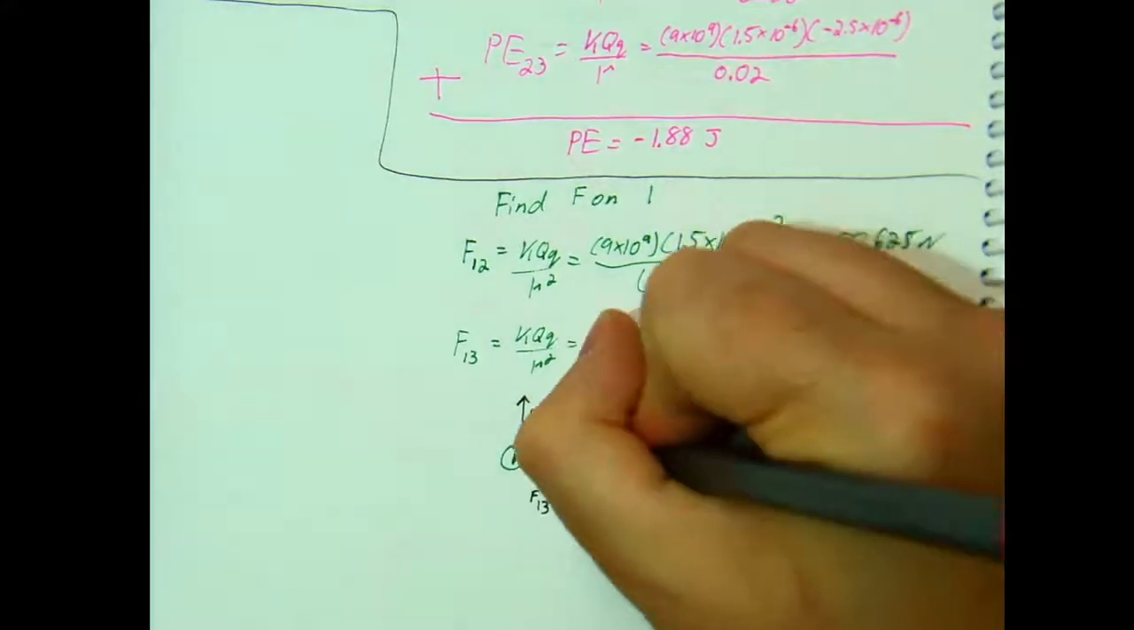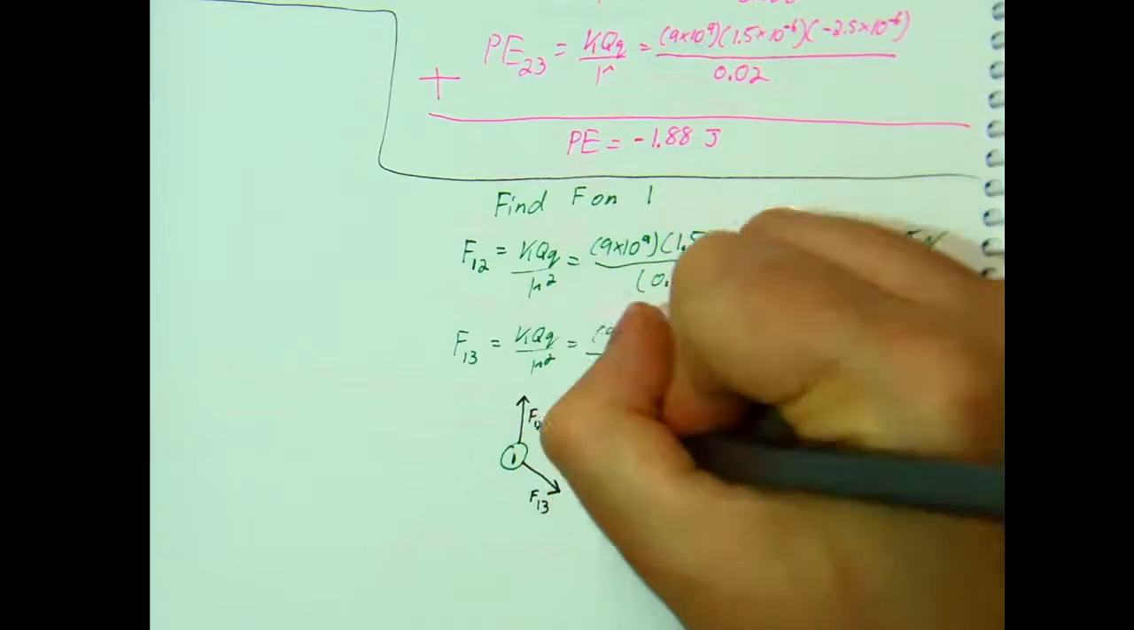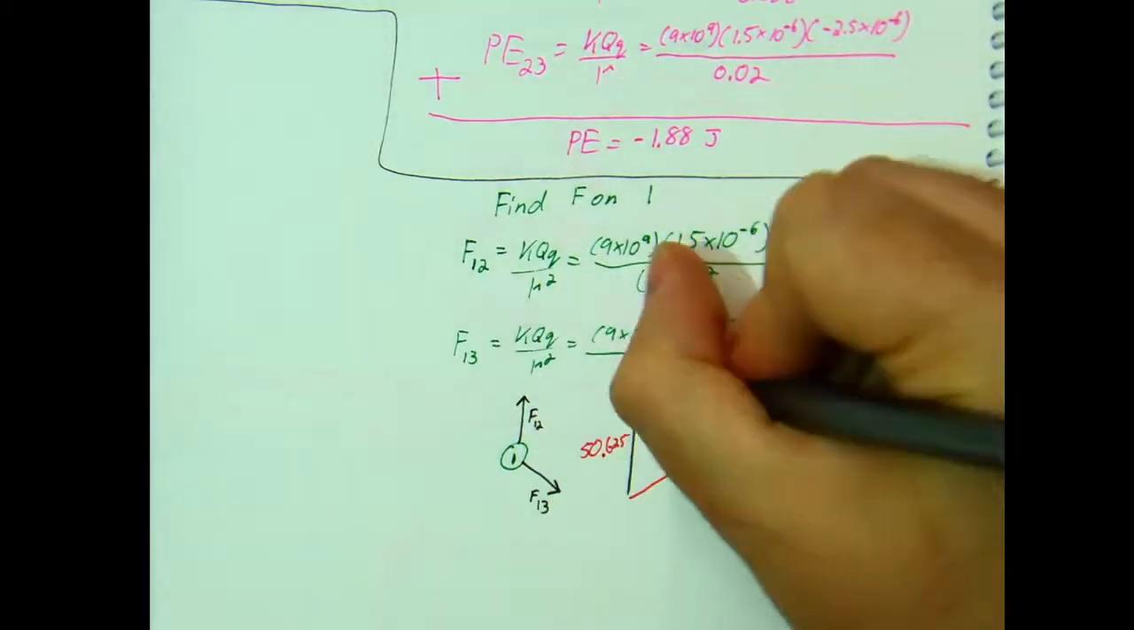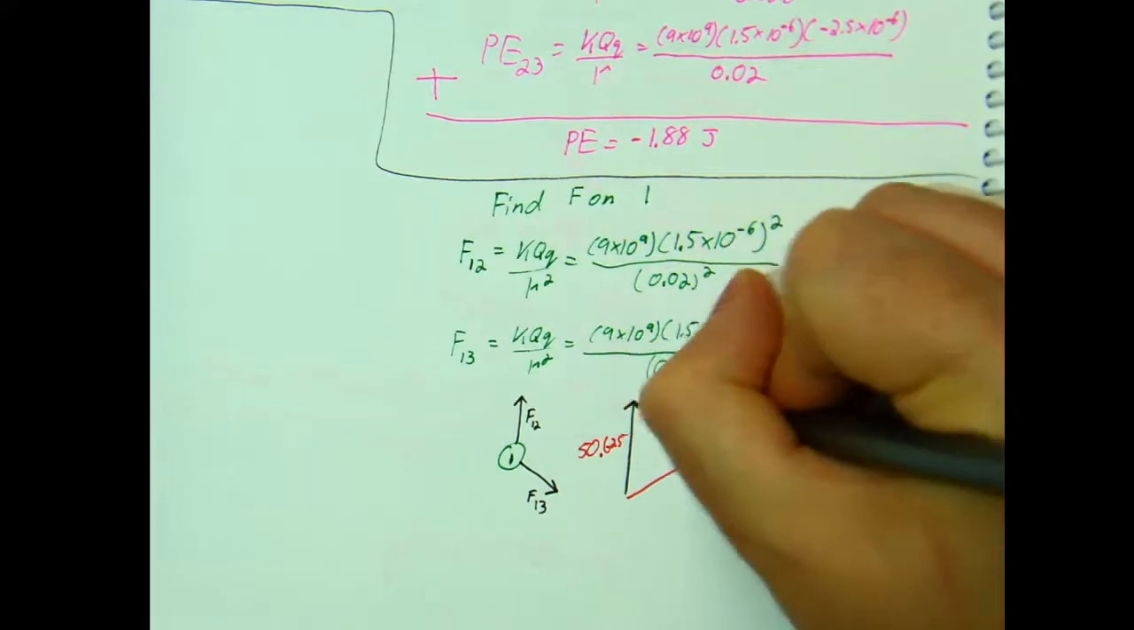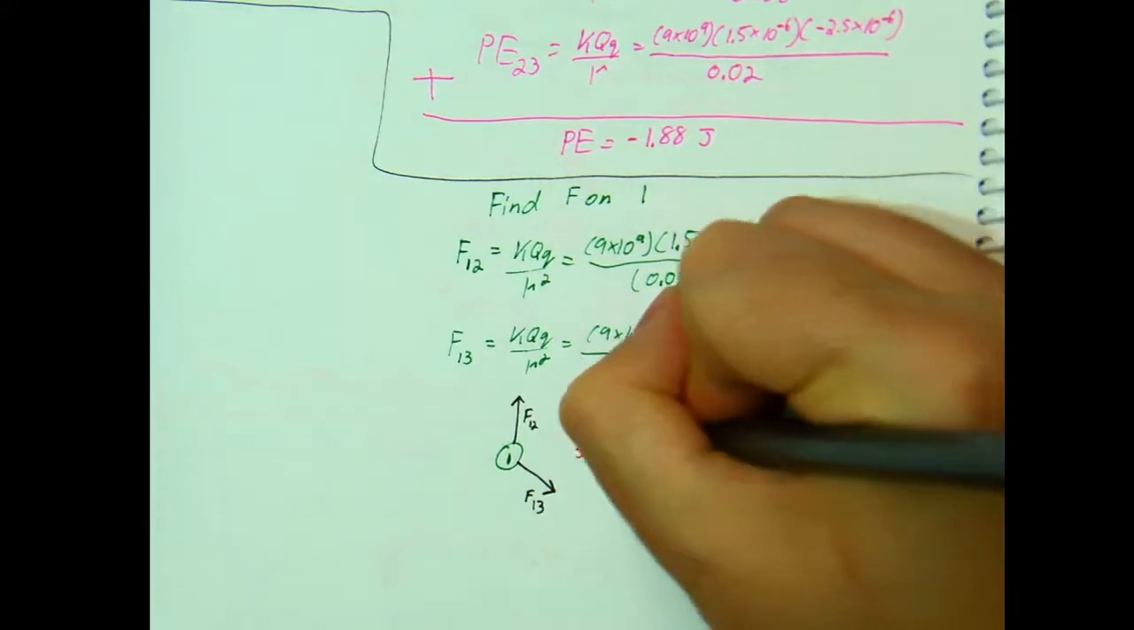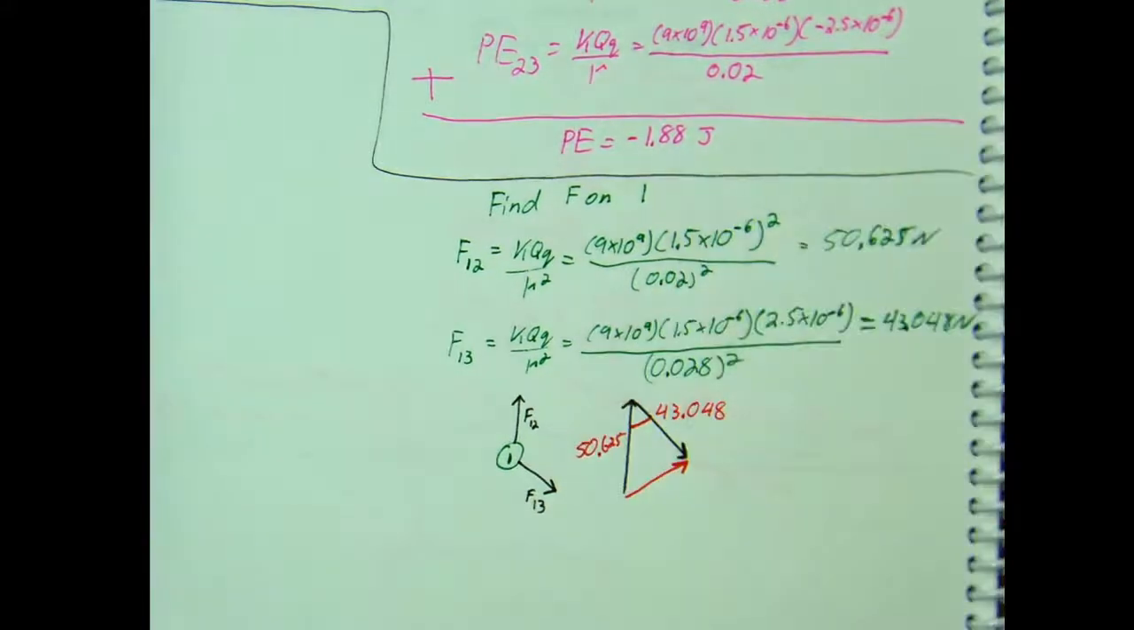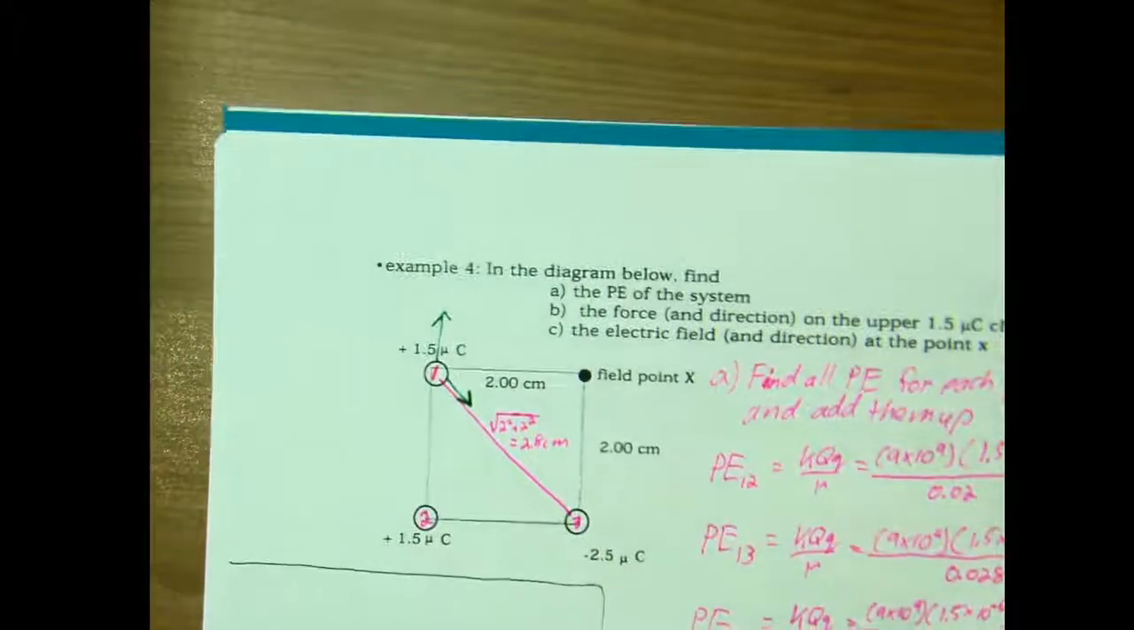This one is 50.625. This one here is 43.048, and we have to have that angle there. Well, what's that angle? Let's go back and take a look at our original picture. This is a square.